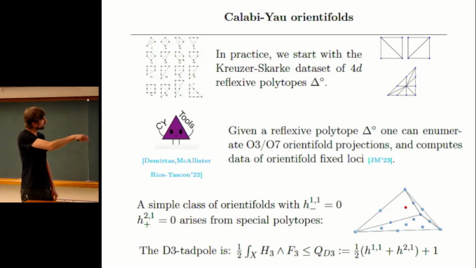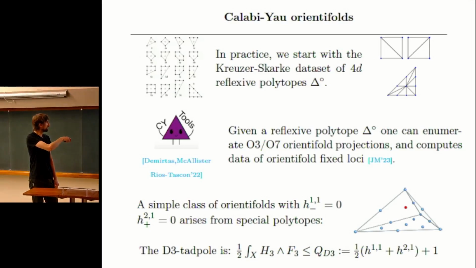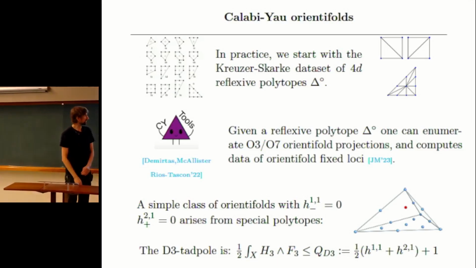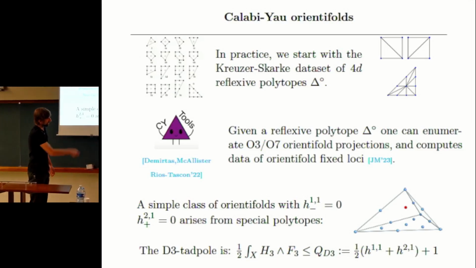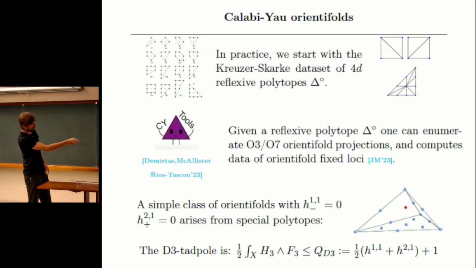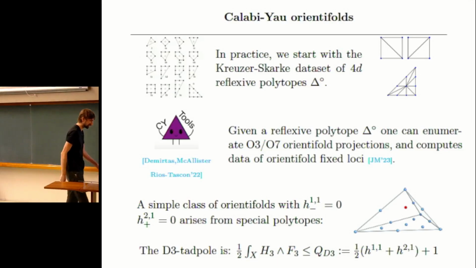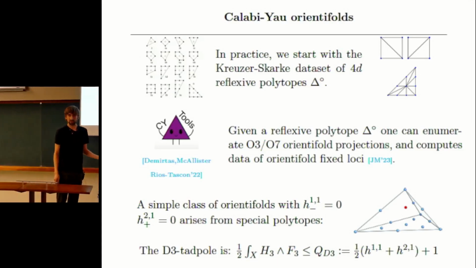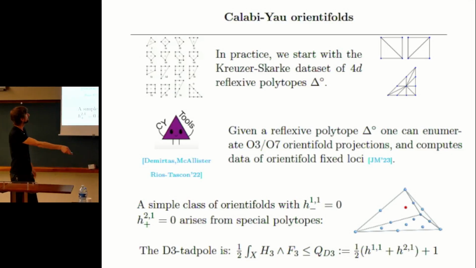And as a special subclass of these orientifolds exists that have H1 minus equal to 0 and H21 plus also equal to 0. And these arise from a special class of polytopes that are a 3D toy version being depicted here. They sort of have 3 layers, the middle layer containing the origin. So one can efficiently find these and construct these orientifolds.